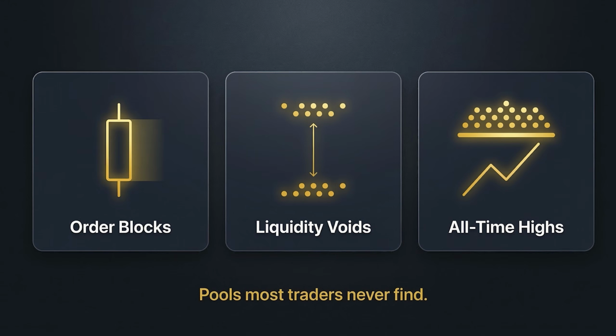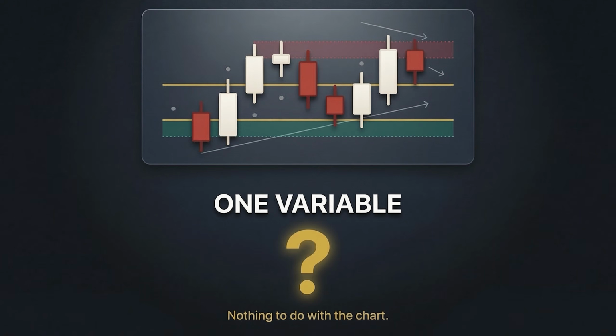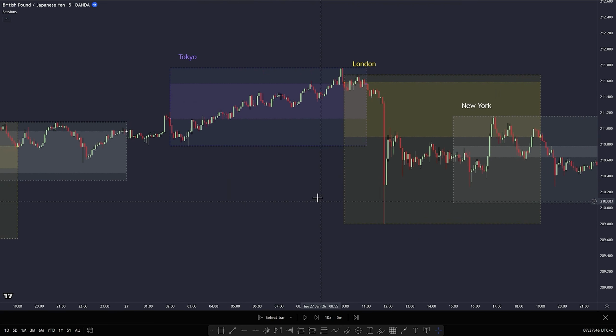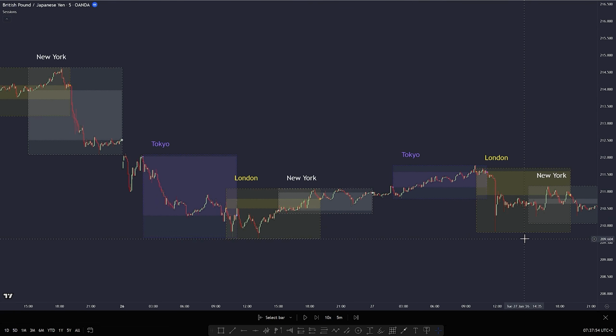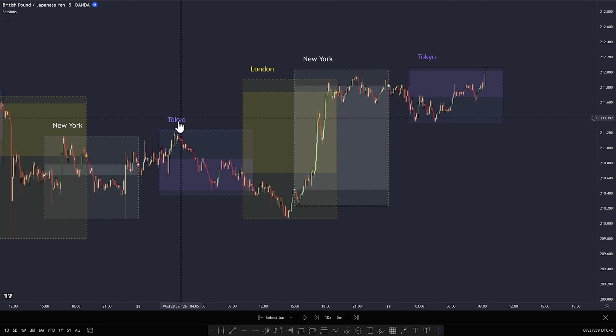So order blocks, liquidity voids, all-time highs, pools most traders never find. And there's one variable that separates a good level from an almost guaranteed hunt, and it has nothing to do with the chart. Liquidity isn't only about price, it's about time. The same level at 2 a.m. and at 9:30 a.m. are two completely different setups. And confusing one for the other is one of the most expensive mistakes you can make.